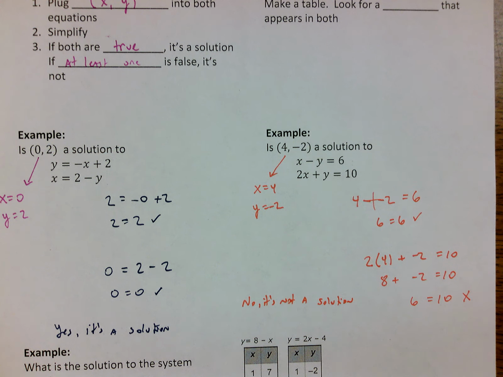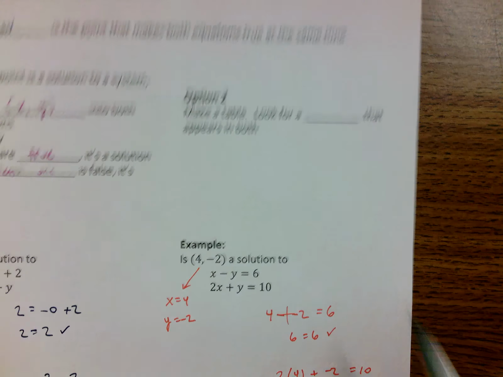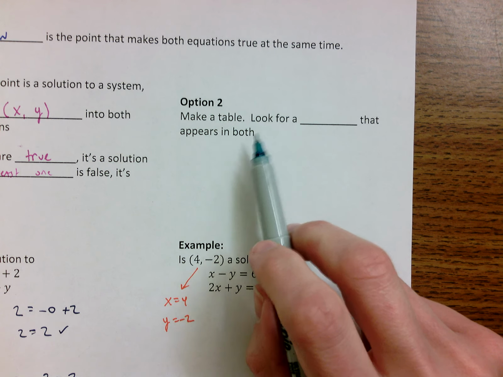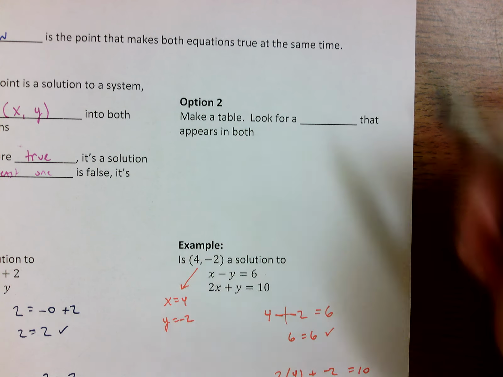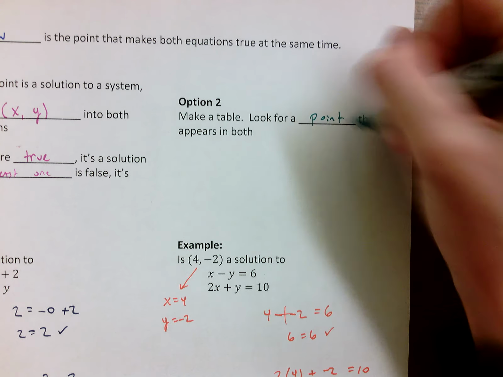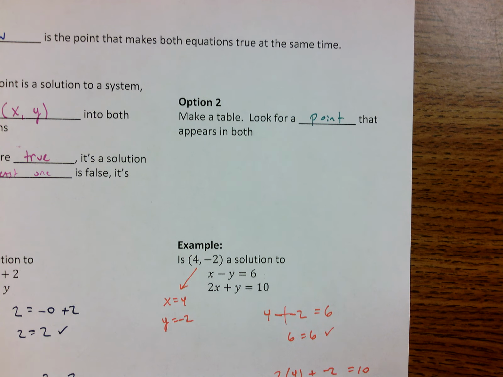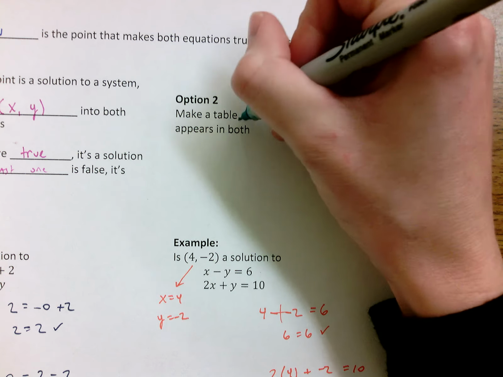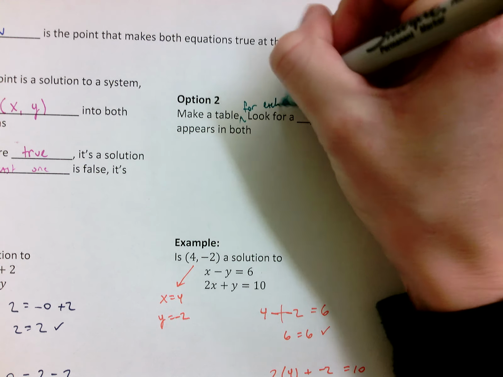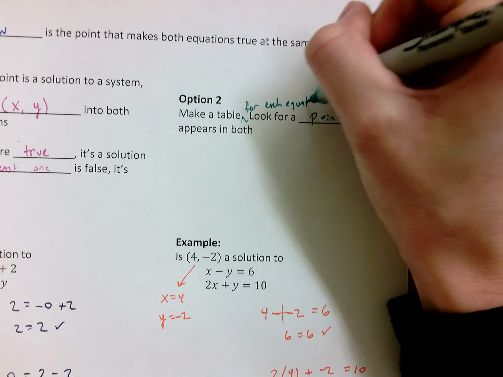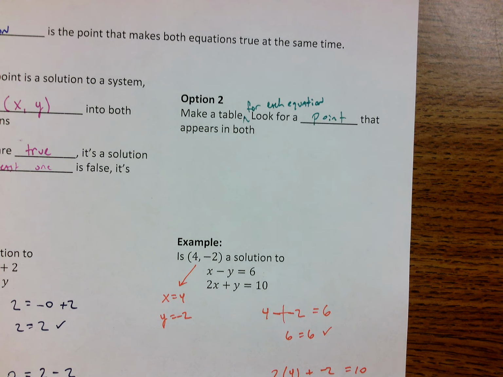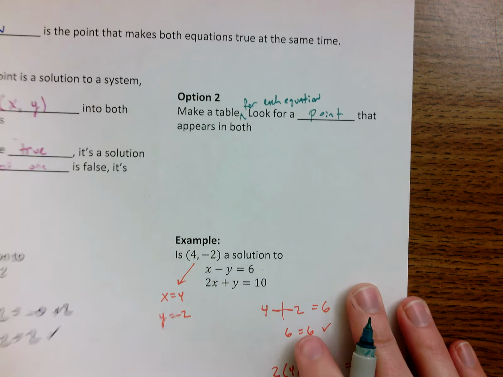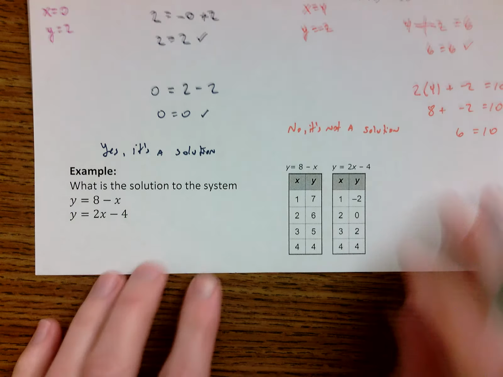Okay, so that's how you can check. If somebody gives you an answer and says, is this the right answer? You can check it and figure out whether or not it is. All right, and then the second thing that you can do is we can find solutions by looking at a table. Okay, so what we do is we make a table and we would look for a point that appears in both tables. So I guess make a table for each equation. Sorry, I should have added that in. So you're going to make a table for each equation and then check to see for a point that appears in both.